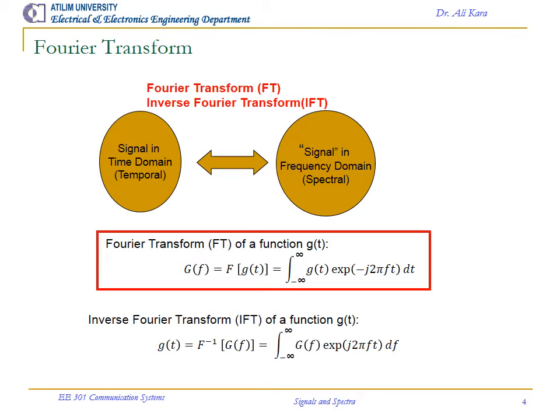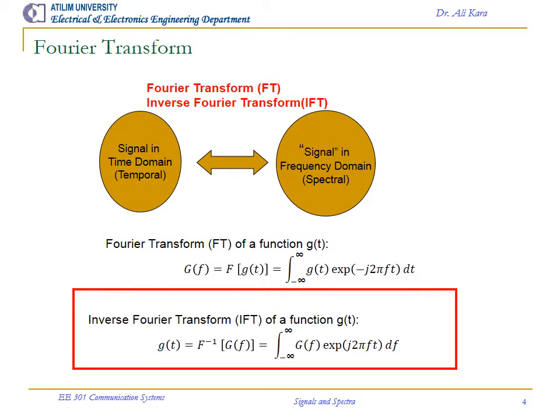The Fourier transform of a non-periodic deterministic function, g(t), is given by capital G(f), which is the Fourier transform of g(t), equal to the integral from -infinity to +infinity of g(t) times e to the power -j2πft, integrated with respect to t, where j is the square root of -1.